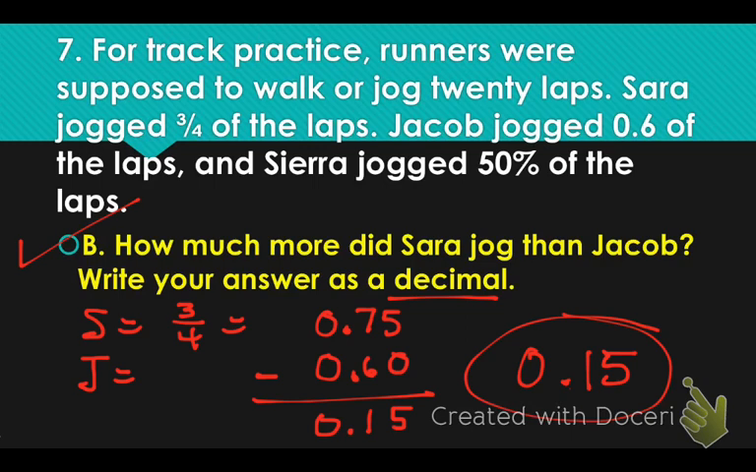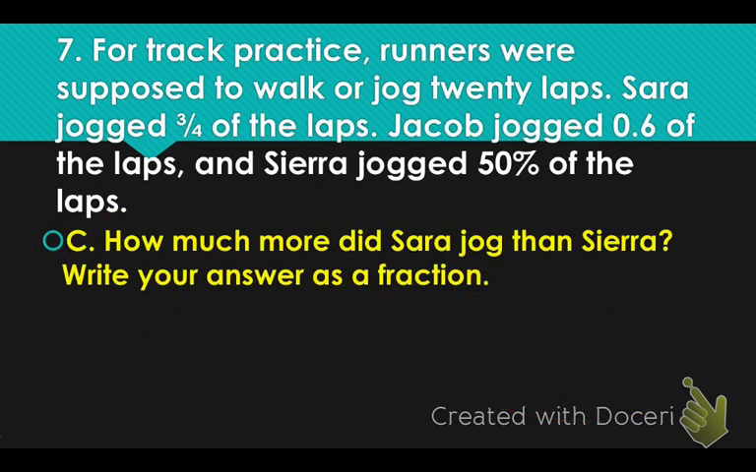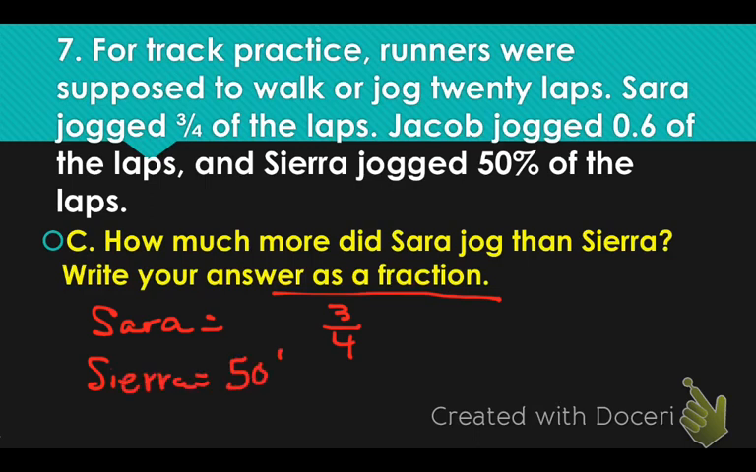Okay, last question. How much more did Sarah jog than Sierra? Write your answer as a fraction. So Sarah jogged 3/4, already a fraction. Don't need to change it. Sierra, however, she jogged 50%. So you have to think, what is the fraction for that? Well, it's 1/2. We're going to subtract again.